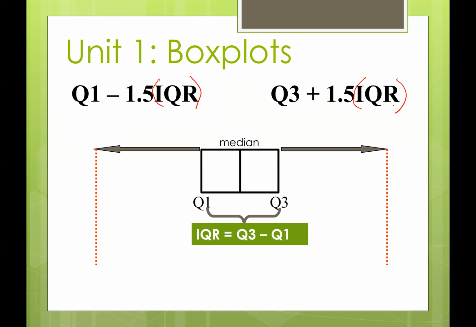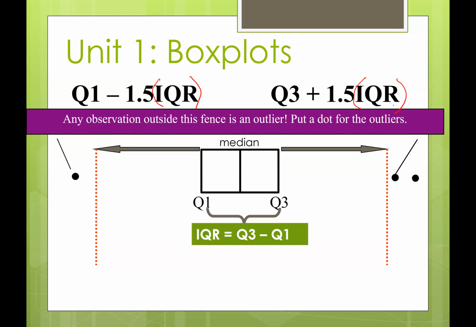So Q1 minus 1.5 times the IQR, Q3 plus 1.5 times the IQR. Anything that is outside of this interval, so it's not between our 2 fences, is considered an outlier. In this case, it looks like there was 1 outlier on the left and 2 outliers on the right. And then my whiskers, or the lines, go to the largest or smallest number that's inside of the fence.